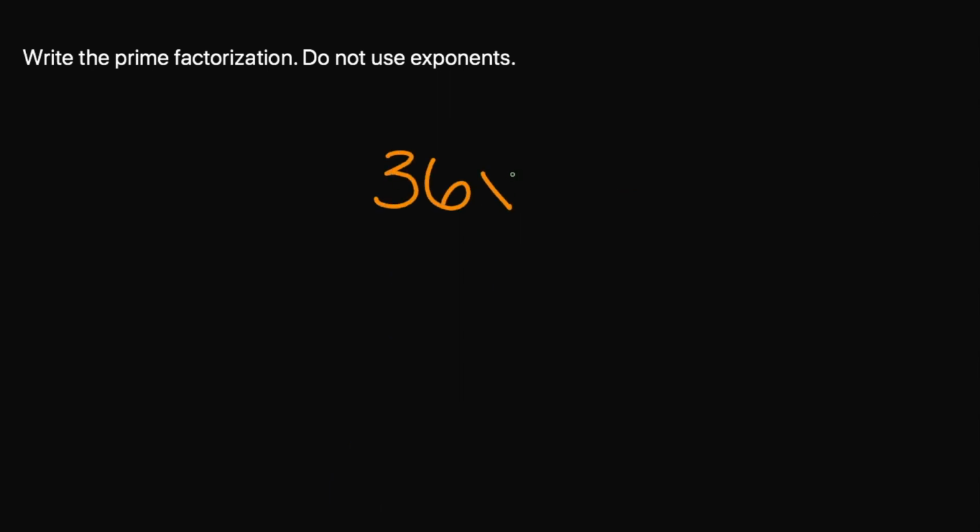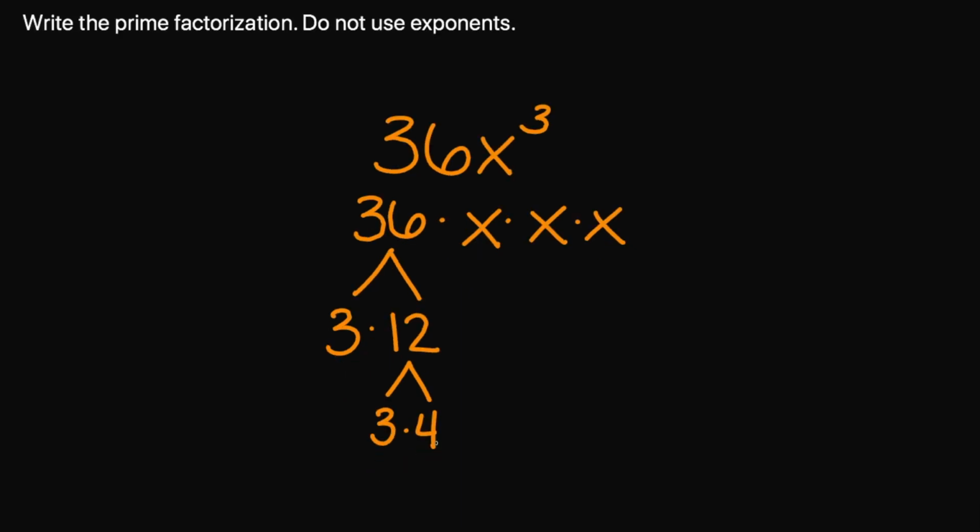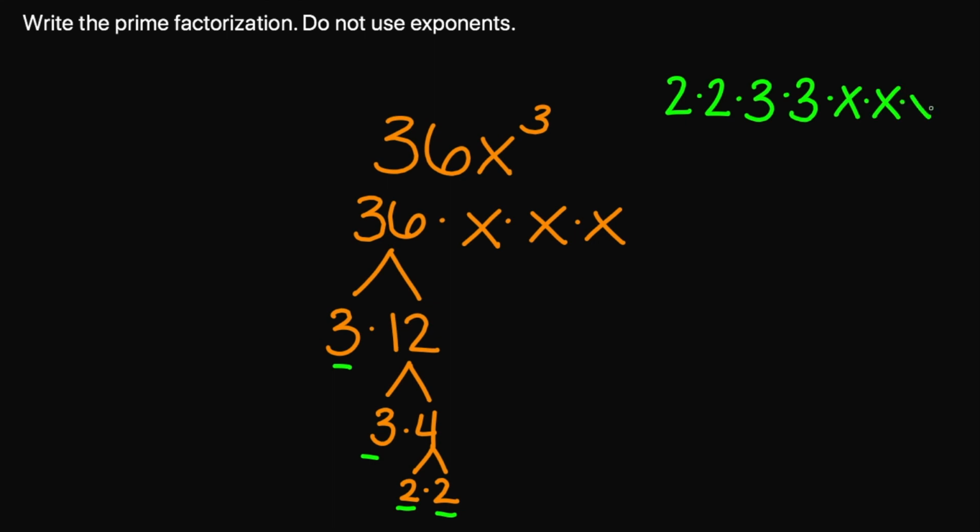Let's try 36x cubed. I'm going to separate into 36 times x times x times x. My 36 can factor into 3 times 12. My 3 is already a prime number. I can factor my 12 into 3 times 4. And then my 4 can factor into 2 times 2. I am now left with prime numbers. So my prime factorization is going to be 2 times 2 times 3 times 3 times x times x times x.